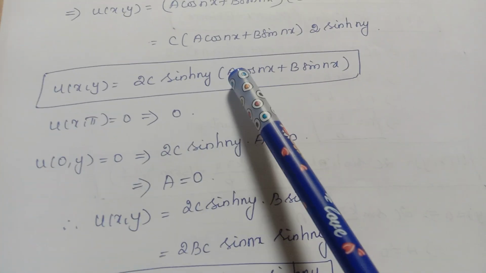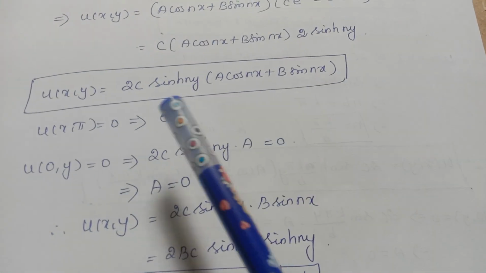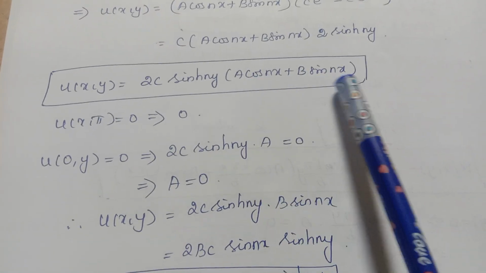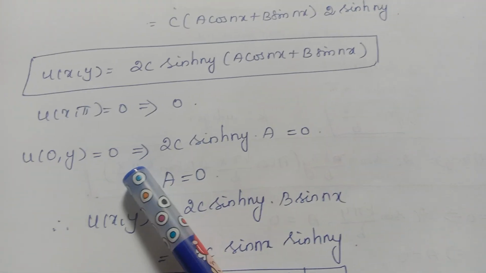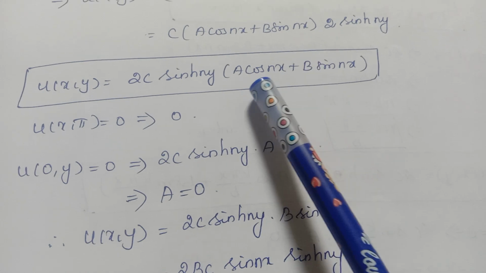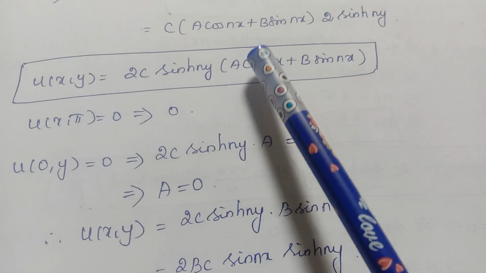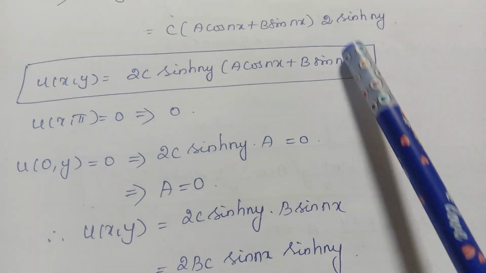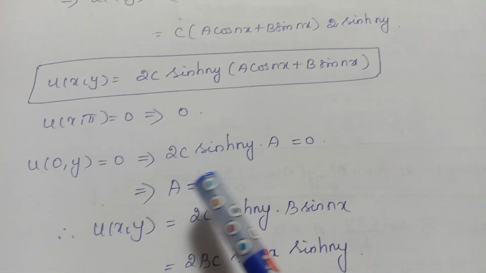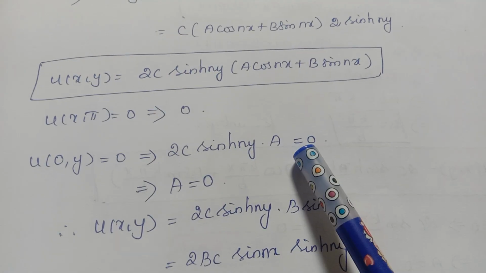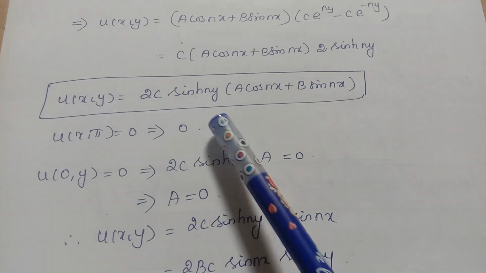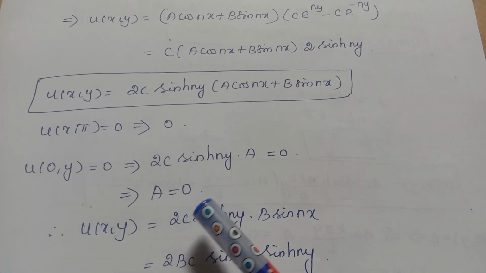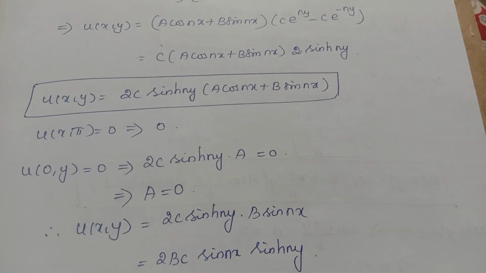Next let me take u of x comma pi equal to 0. Substitute in this one. We simply get 0, so no result is arrived from that one. Next one is u of 0 comma y equal to 0. Let me substitute x equal to 0, then a cos 0 is simply a, this will be 0 for x equal to 0, so I get 2c sinh ny into a equal to 0. This implies a equal to 0, because sinh ny, if you put 0, the entire solution will become 0, so the only possibility is a equal to 0.